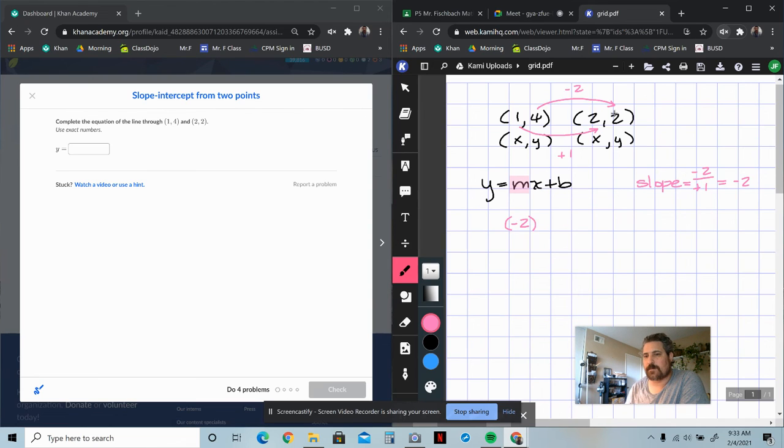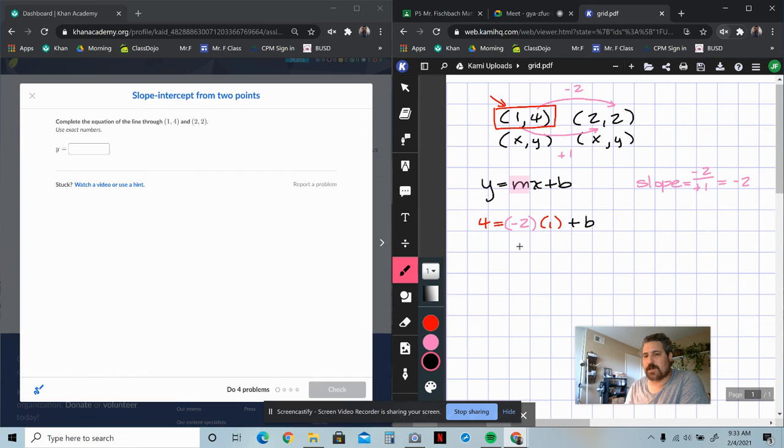Awesome. Now, once we have that, the next thing you want to do is take either point. I'm going to take this first point, okay? Take those x and y values and plug them into your equation. So we know when x is 1, the y value is 4. So we know that 4 equals negative 2 times 1 plus or minus something, right? And we just got to find the b. We got to figure out what the y-intercept is going to be.